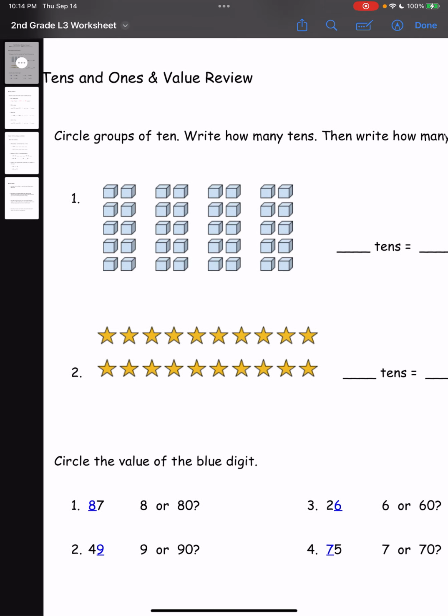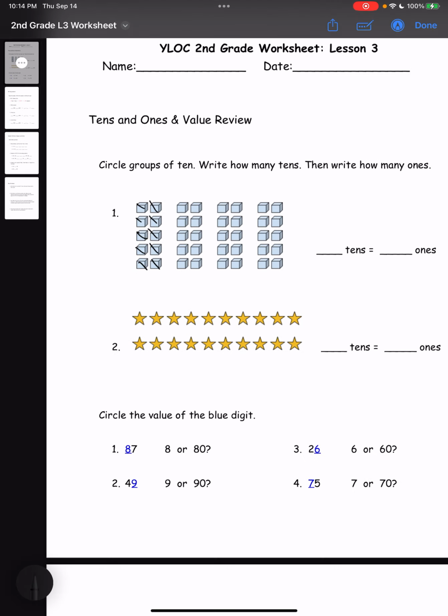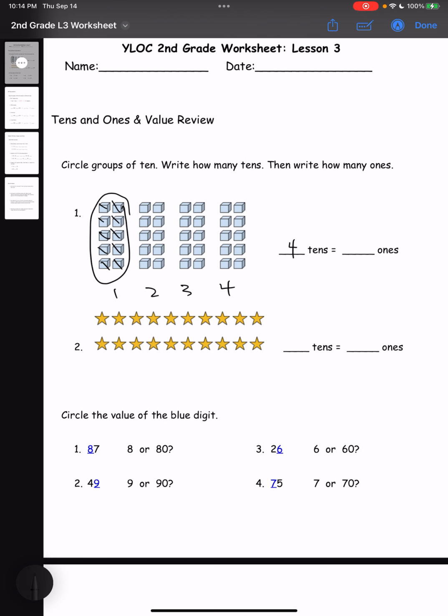So here we see 1, 2, 3, 4, 5, 6, 7, 8, 9, 10. So each of these groups are 10 blocks, right? And we see 1, 2, 3, 4 of them. So there's 4 tens, right? Now if it's 4 tens, how many ones is that? Well, you'd have to count 10 4 times, right? 10 plus 10 plus 10 plus 10, which equals 40. So this equals 40.